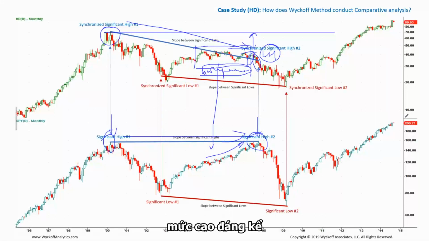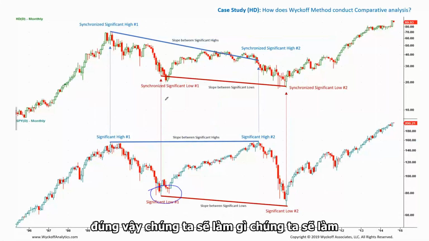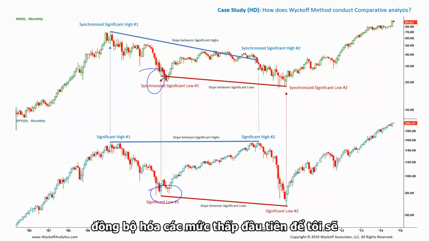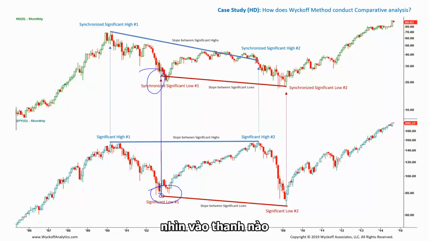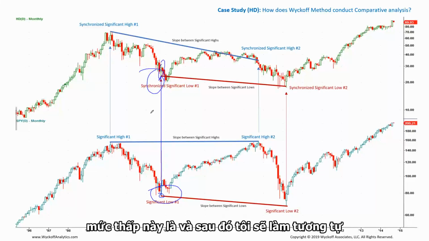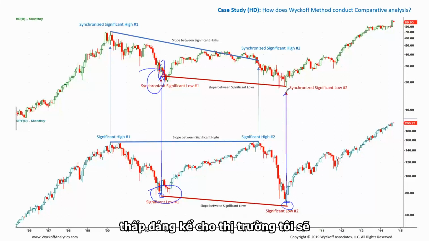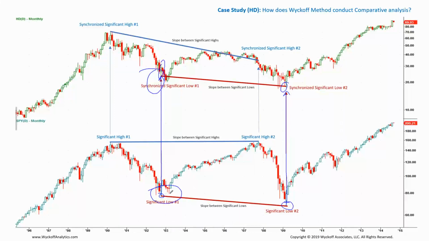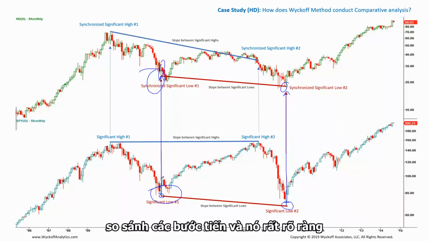All right, so we looked at the significant highs. Now let's look at the significant lows, right? So what would we do? We would synchronize the lows first. So I would take this low right here in the market. I would look at what bar on the stock this low is, and then I would do the same with the next low. So here's the next significant low for the market. I would look at where the low in the stock is, and then I would do this trade and try to compare again and compare the strides.